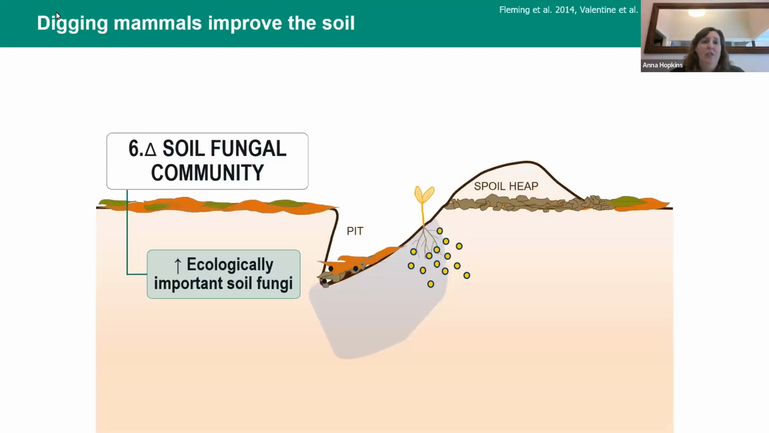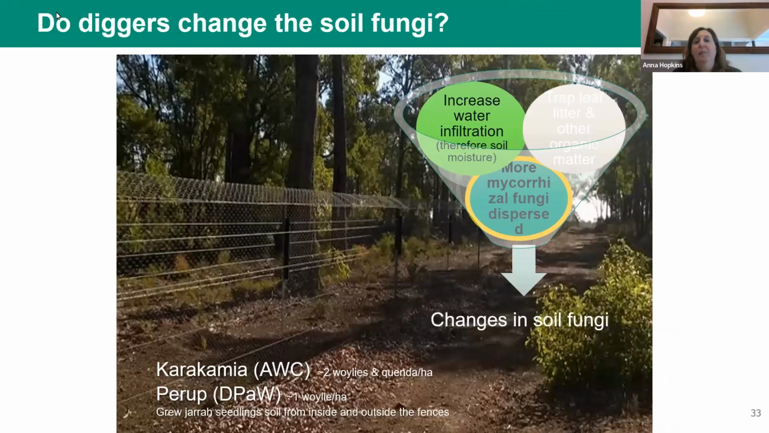The other thing that we were really interested in trying to understand was whether the digs themselves actually influence the soil fungal community at all. So whether that action of digging and incorporating more organic matter into the soil is actually going to change the fungal communities that we're finding within the soil. So we did an experiment where we went to 2 fenced reserves. One is just in the hills outside Perth and one's further south in the southwest of Western Australia. And they're both fenced reserves where they've reintroduced significant populations of digging mammals.